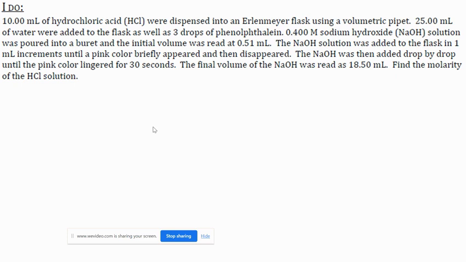All right, so let's see what's going on here. We have hydrochloric acid. We had 10 mils of hydrochloric acid here, and we're putting that in our Erlenmeyer flask. They used a volumetric pipette, okay? A volumetric pipette is going to be more accurate than an actual burette. So if you're given the option between the volumetric and the burette, go with the volumetric, okay?